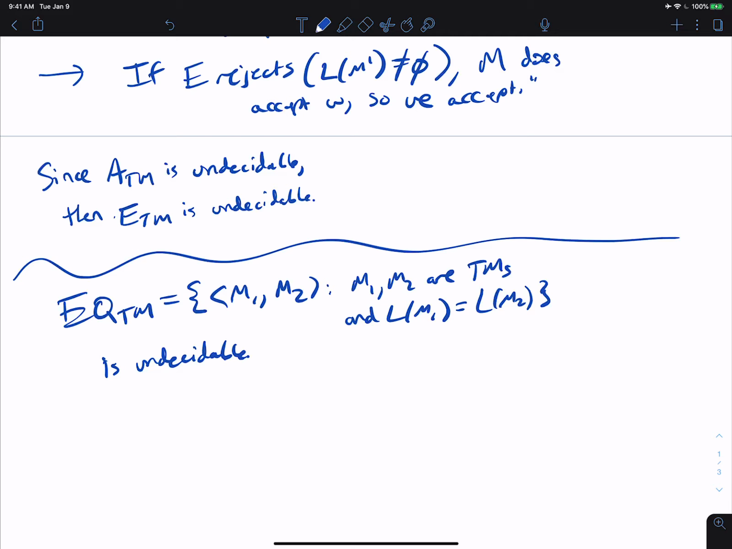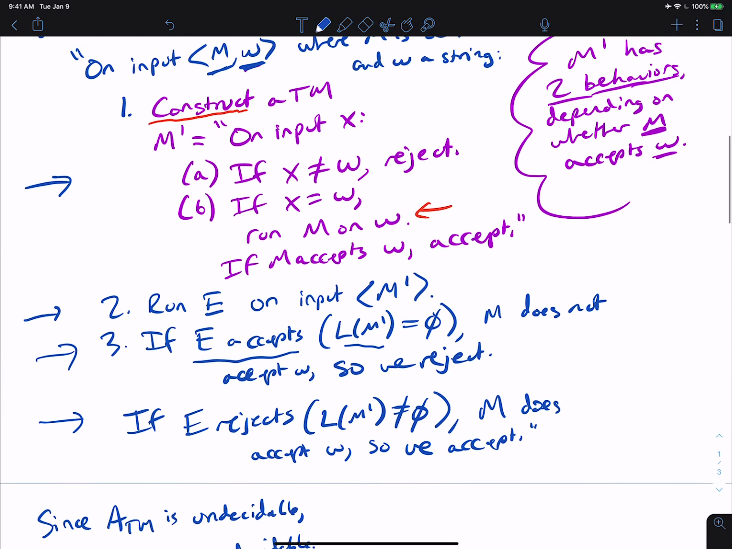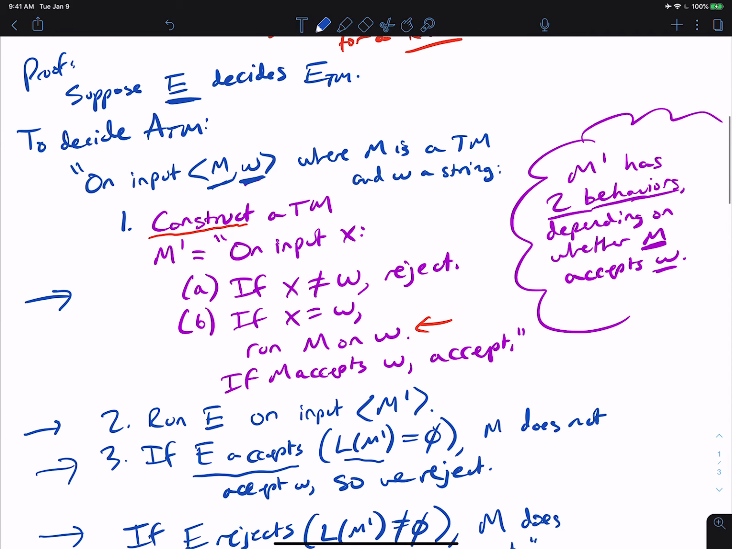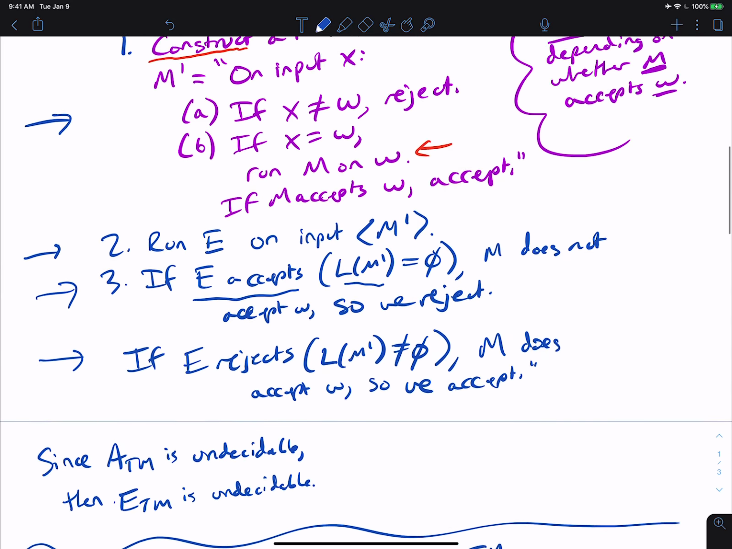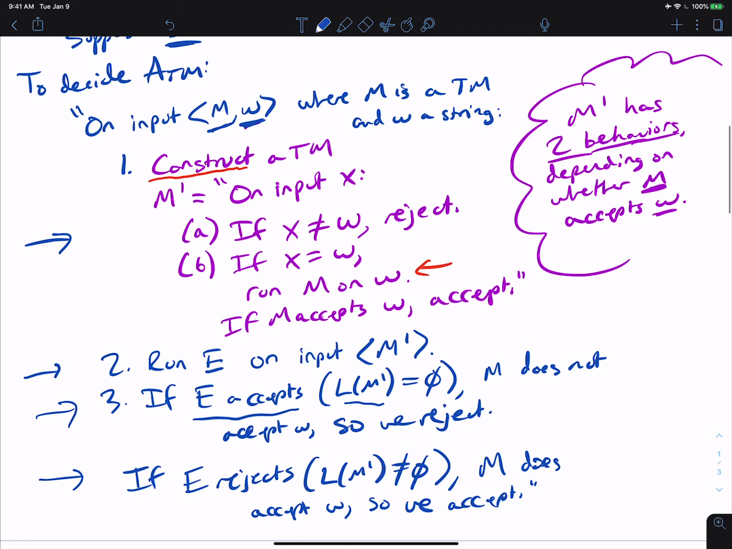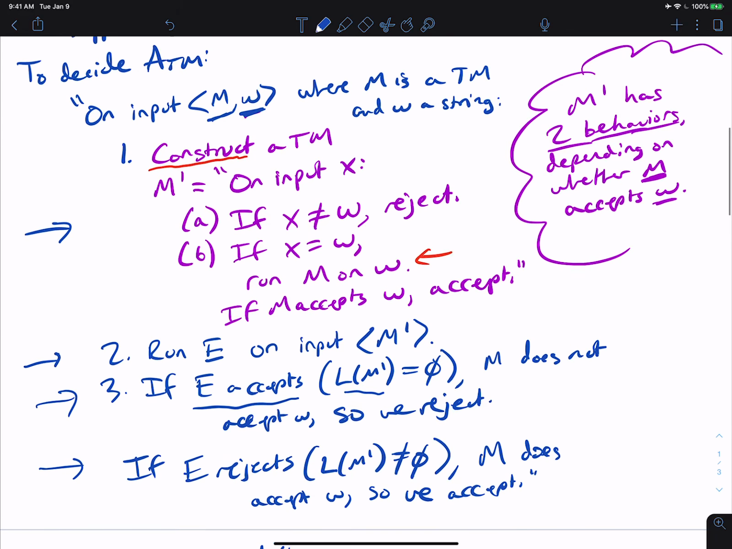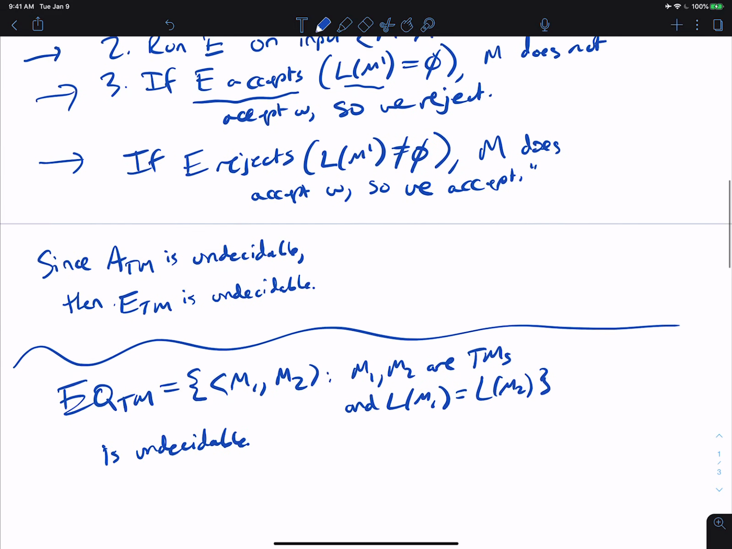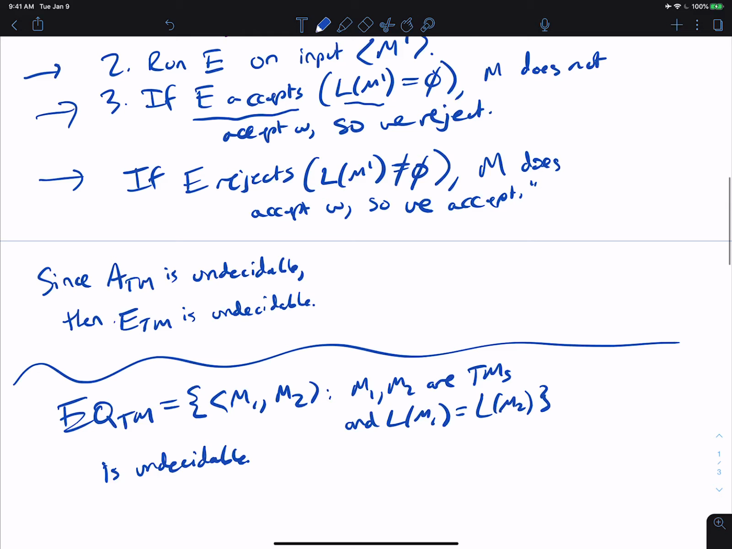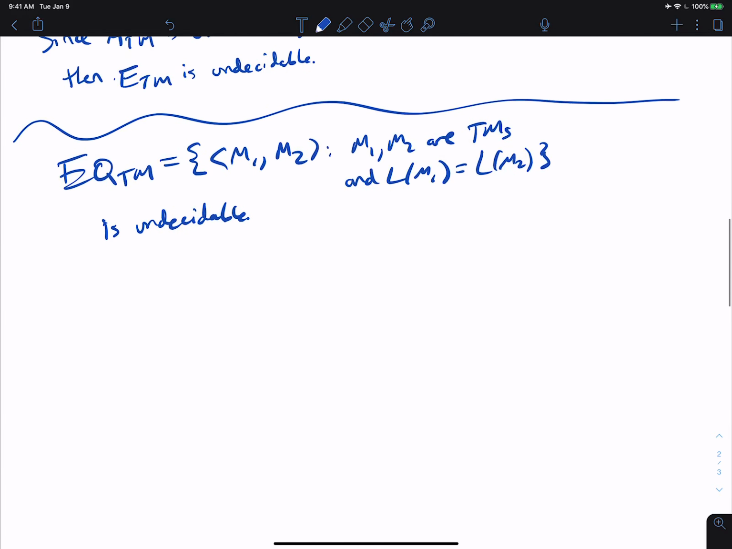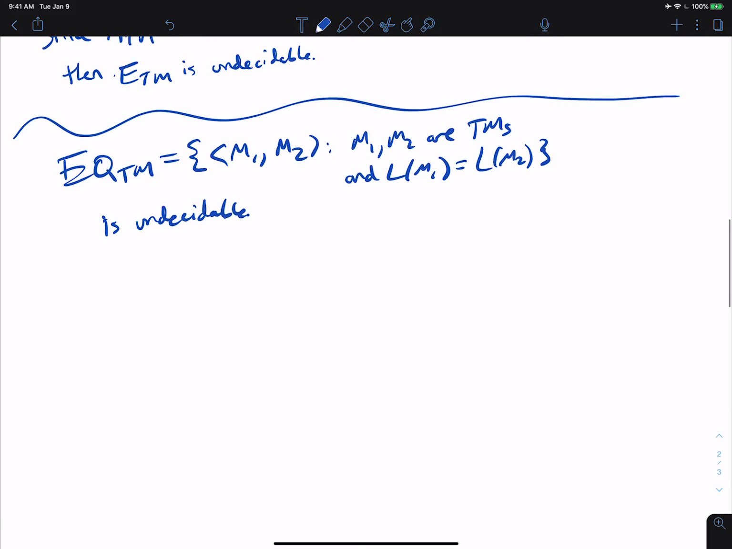Well, you could do a transformation, if you like, from the ATM problem like we did before. We suppose that EQTM is decidable, and then we try to decide ATM just like we did before. But we don't have to choose ATM if we don't want to. We could choose ETM if we want to. And it turns out that using ETM is a lot easier in this case.